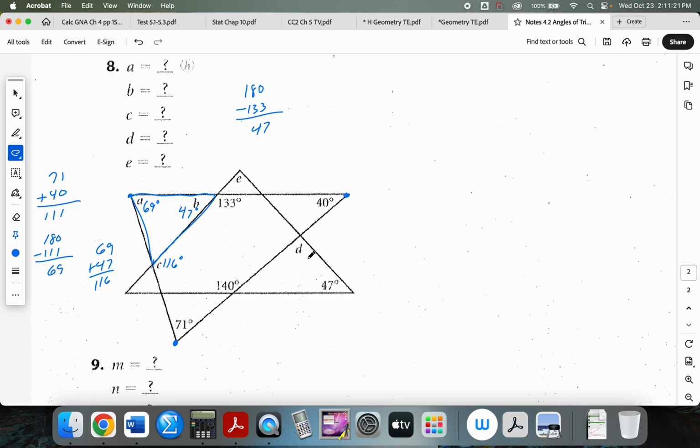For this angle that's marked with a D, I can find it by noticing that D and 47 are the remote interior angles to this angle that's 140. That's an exterior angle. I know the exterior angle is equal to the sum of the two remote interiors. So I'll just take 140 minus 47, and that's 93 degrees for D.